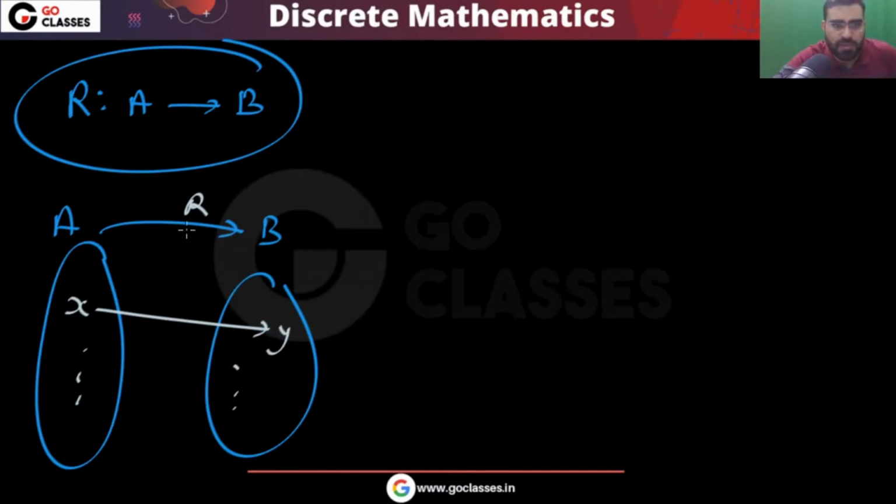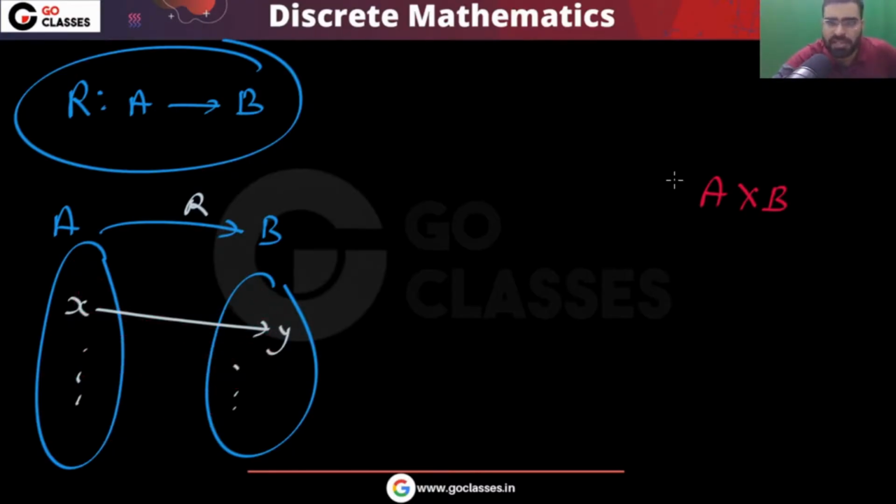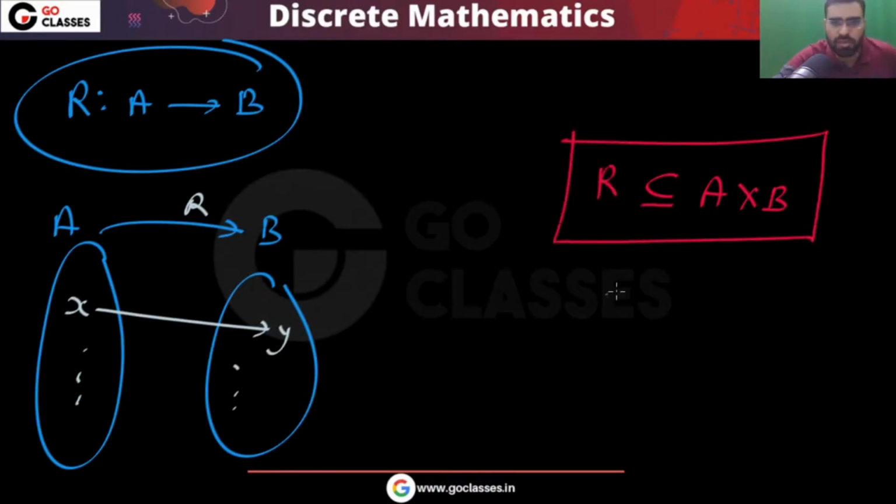When you do this A cross B, every element here will be related to every element here. So you can notice this is what happens in A cross B. Now I can say that every relation is basically a subset of A cross B. This is a simple point: you have a relation from A to B, that is a subset of A cross B.